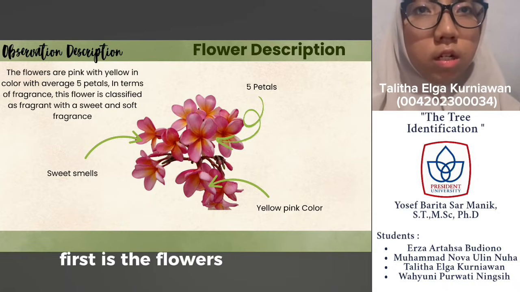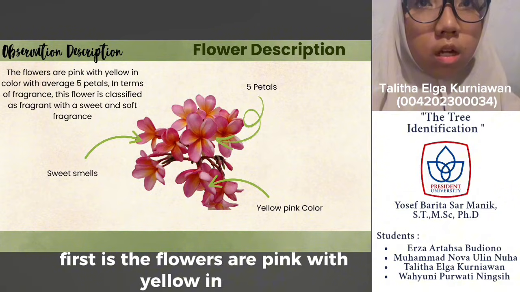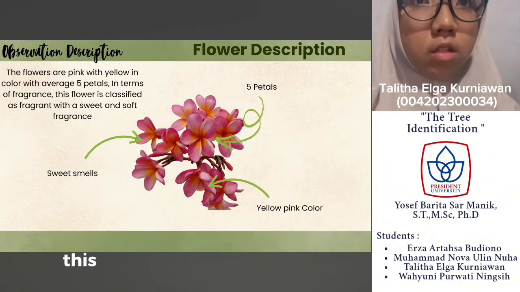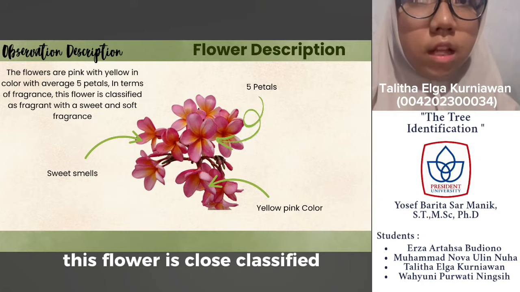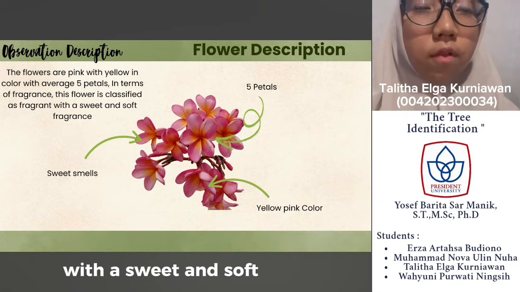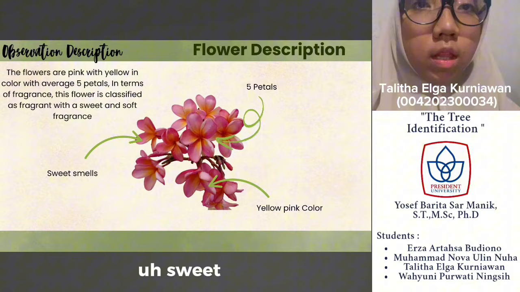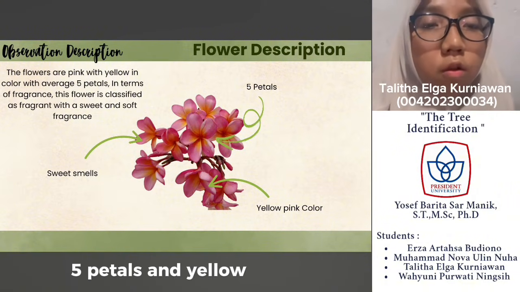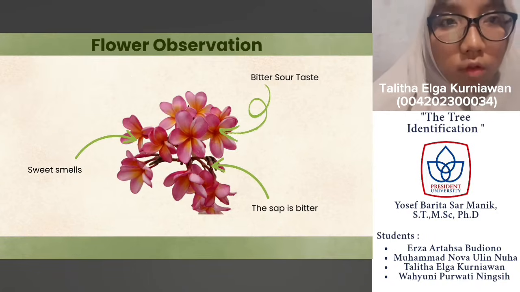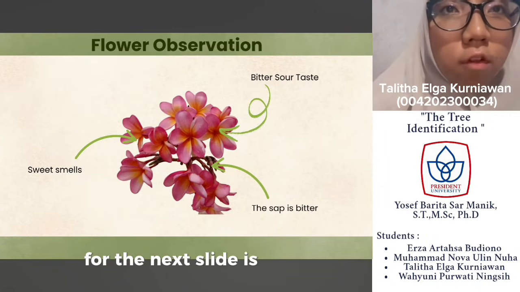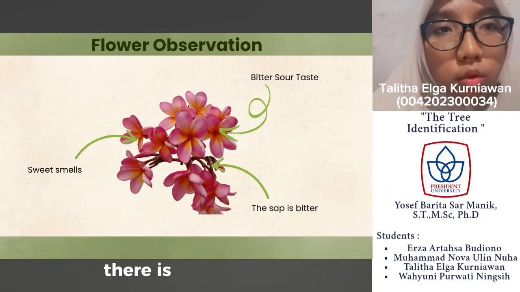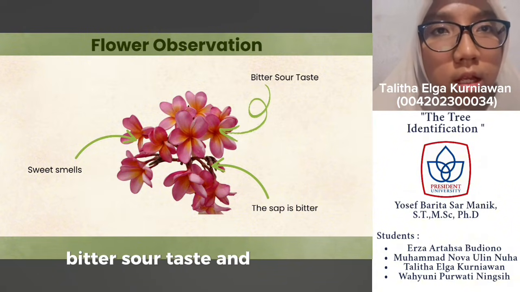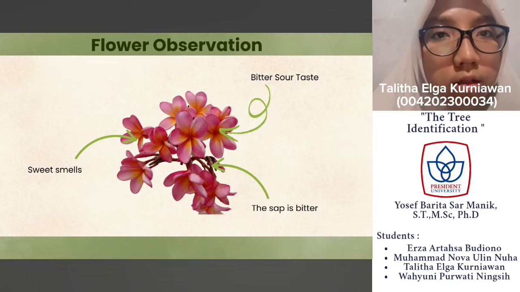So in this slide, I will explain the flower description. First, the flowers are pink with yellow in color, with five petals. In terms of fragrance, this flower has a sweet and soft fragrance. Sweet smell, five petals, and yellow pink color. For the next slide is the flower observation. There is a sweet smell, a bitter sour taste, and the sap is bitter.